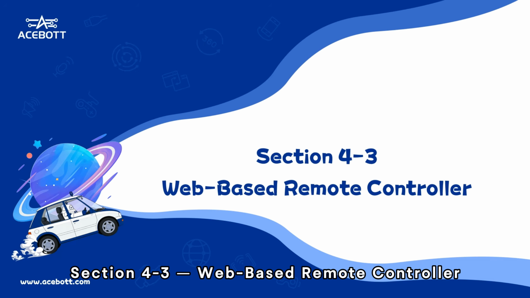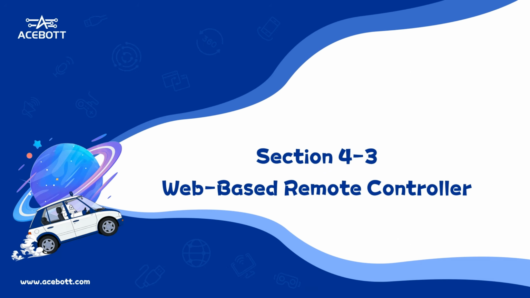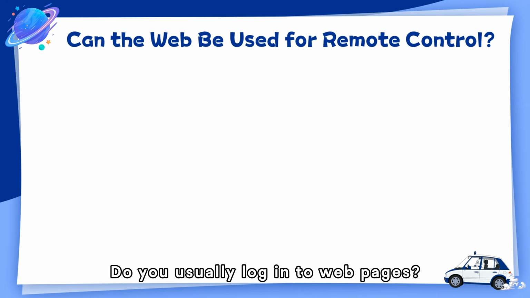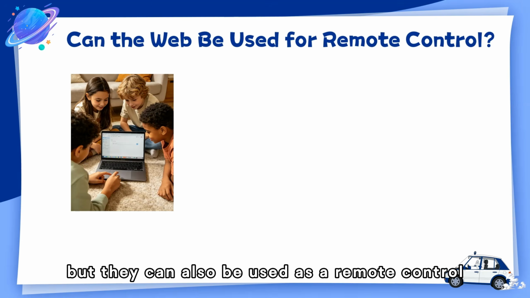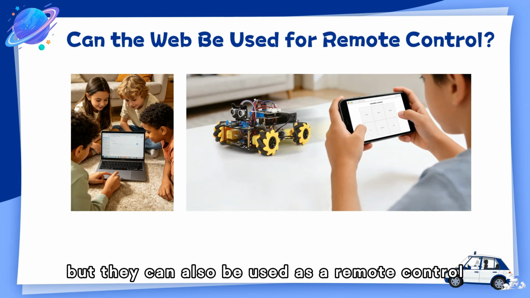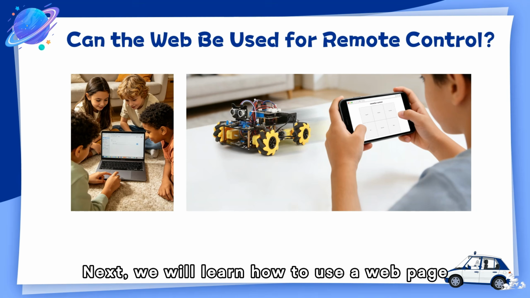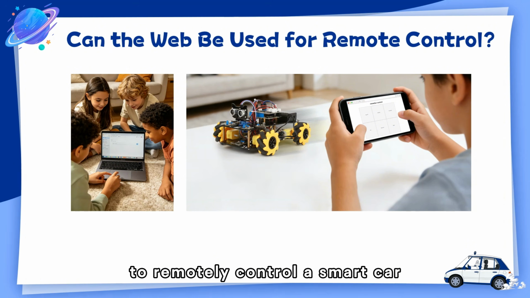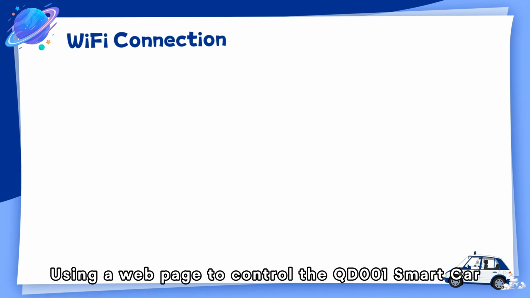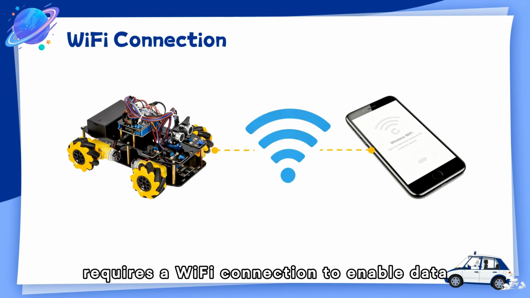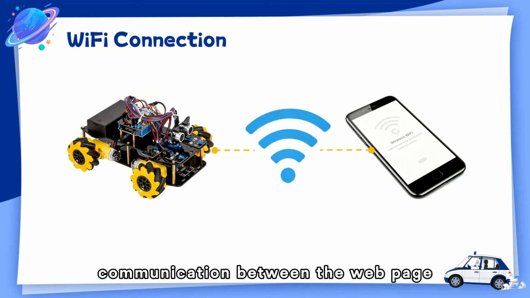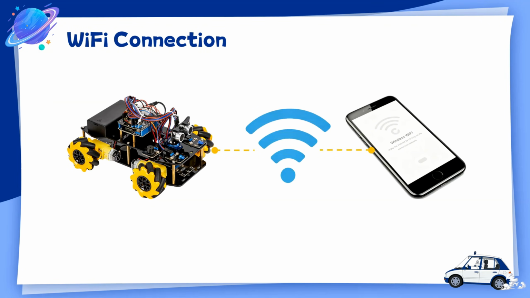Section 4 to 3, Web-based remote controller. Do you usually log in to web pages? Typically, we use web pages to browse information, but they can also be used as a remote control to operate devices. Next, we will learn how to use a web page to remotely control a smart car. Using a web page to control the QD001 Smart Car requires a Wi-Fi connection to enable data communication between the web page and the smart car.